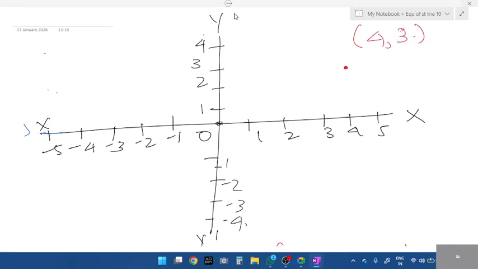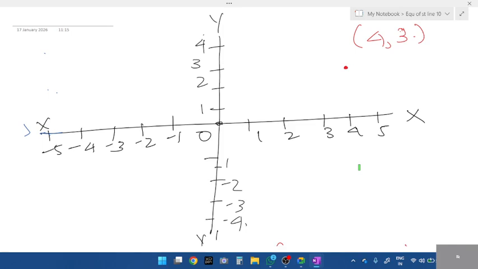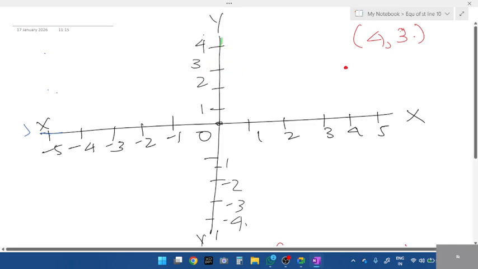4, 3. Now, let us place the mirror. Where shall we place the mirror? If this is the point, you all tell me, opposite to the y-axis or x-axis, where shall we place it? Okay, let us place it parallel to the y-axis. Shall we place it parallel to the y-axis?